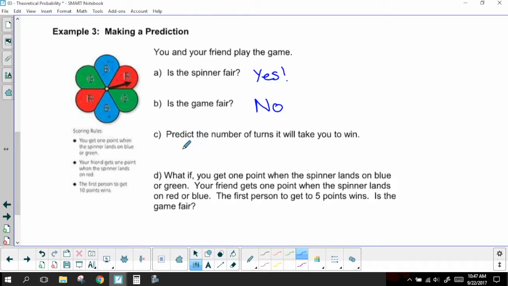So your probability of a point, this is how we can write it without having to write it all out. Probability of getting a point for you. Out of the 6 segments, 4 of them get you a point. So that's 2 out of 3. I want to get 10 points. I get a point 2 out of every 3 times I spin. 2 points for every 3 spins.